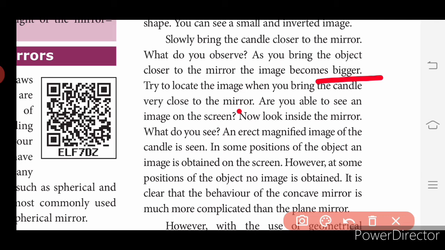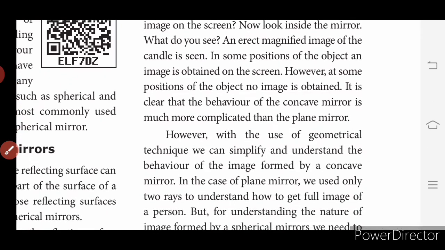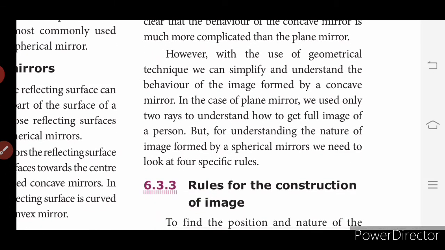Now look inside the mirror. What do you see? An erect, magnified image of the candle is seen. So in some positions of the object, an image is obtained on the screen. However, at some positions of the object, no image is obtained, and it is clear that the behavior of the concave mirror is much more complicated than the plane mirror. However, with the use of geometrical techniques, we can simplify and understand the behavior of the image formed by the concave mirror. You have many diagrams and rules. When you know the rules, you will easily draw the diagram.